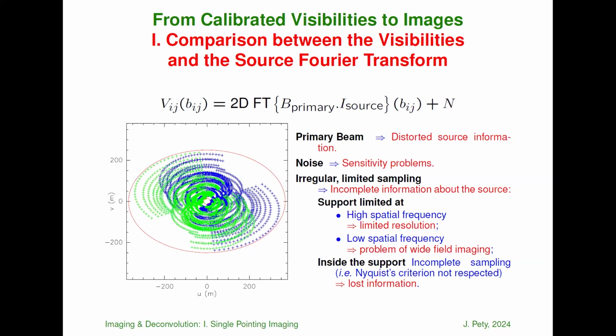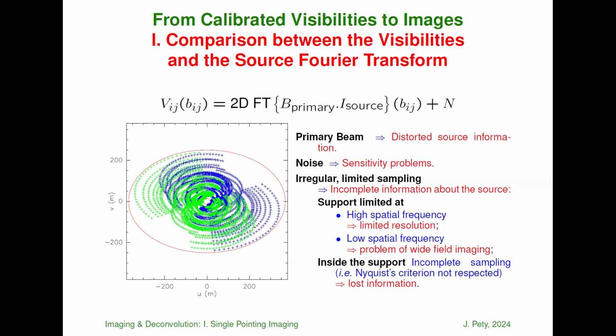First, we are not observing directly the intensity of the source. We are observing the product of the primary beam of your 15-meter antennas times the source intensity. This means that the primary beams distort your information on the sky. The second thing that happens is that you have noise. So at some point, if you're searching for faint signals, you have sensitivity issues. And the third thing is that you have an irregular, limited sampling.